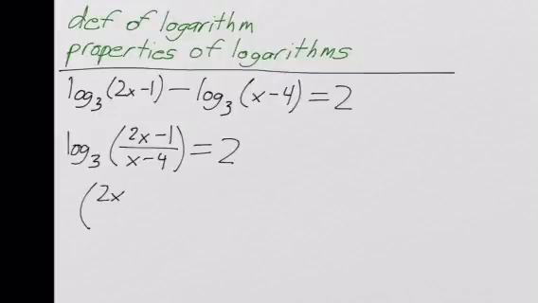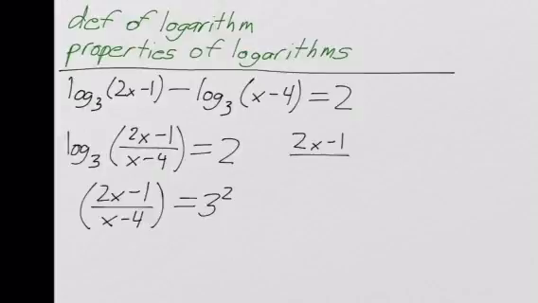I get 2x minus 1 divided by x minus 4, and I totally redundantly put parentheses there. There's no need for it at this point. That equals 3 to the second. So now I will get rid of those parentheses and also simplify 3 squared. So I have 2x minus 1 over x minus 4 is equal to 9.